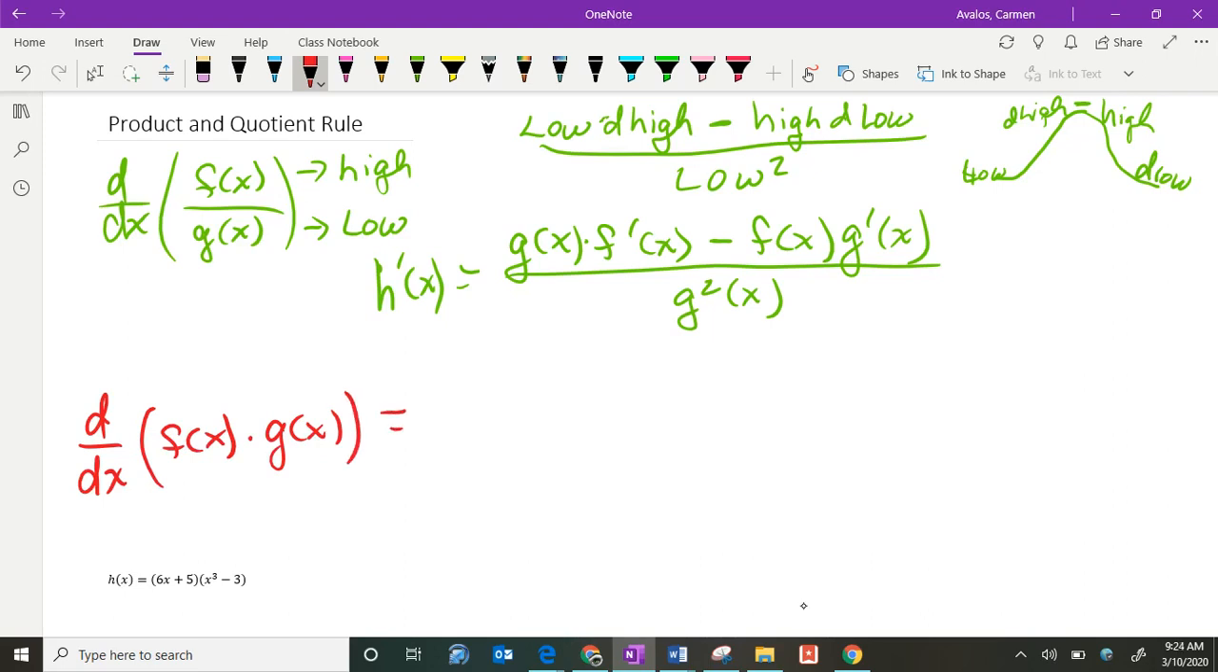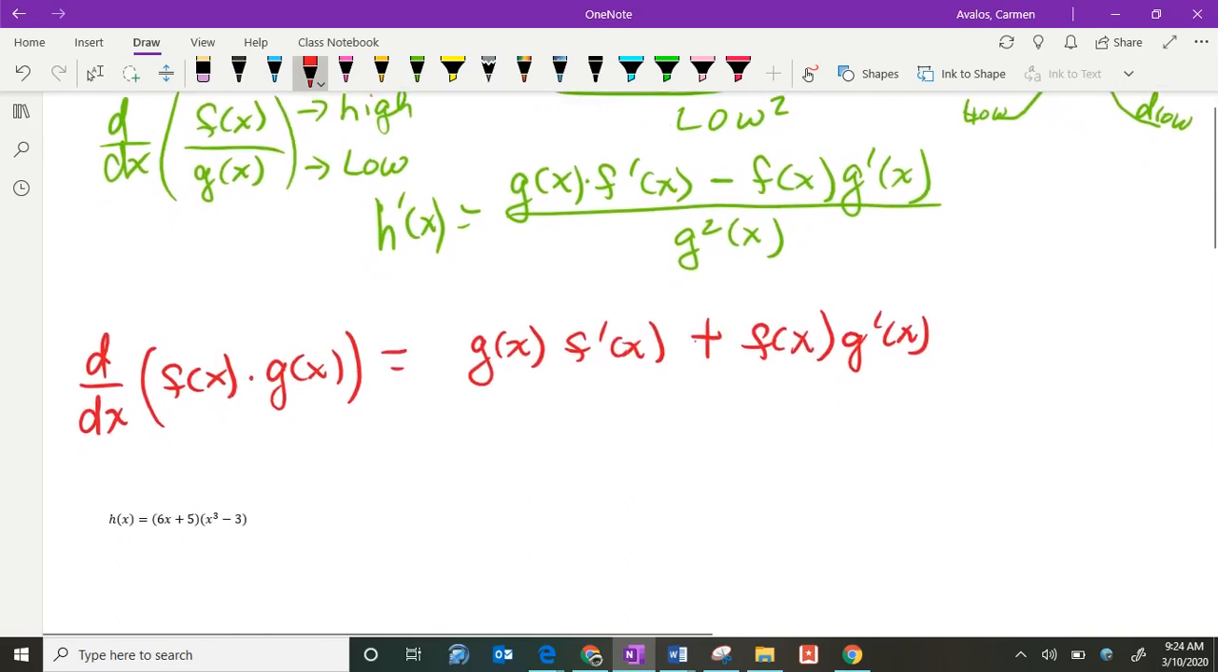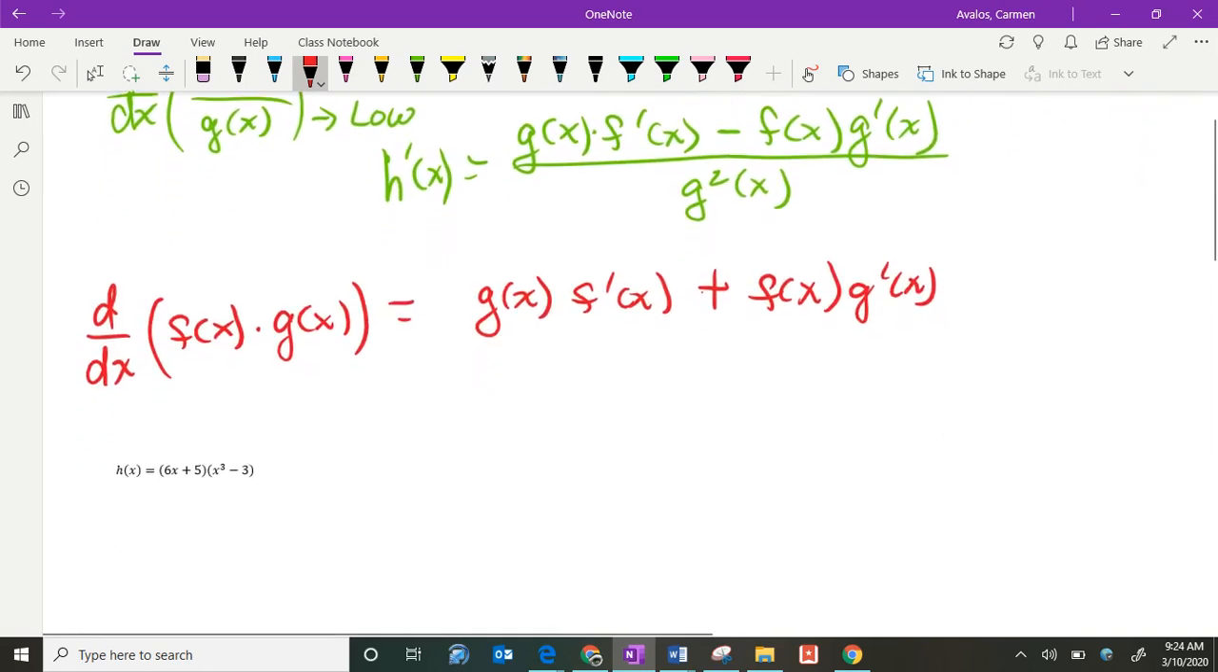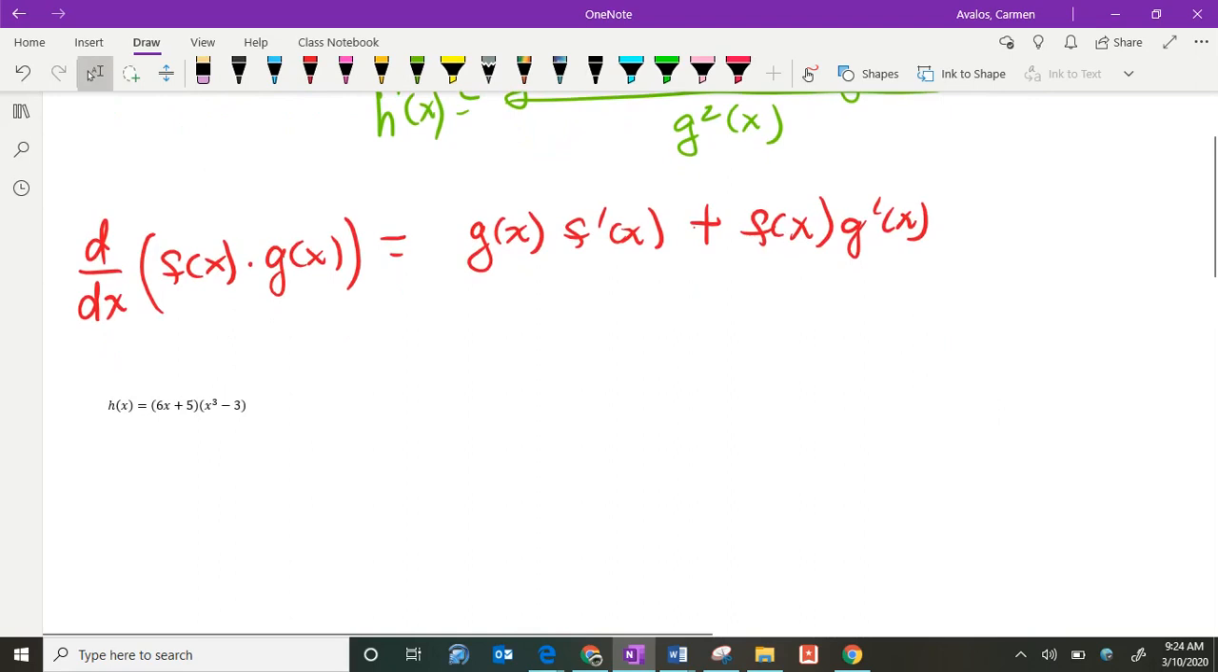It's going to be the same as up here. I'm just going to keep it pretty much the same. So it could be the regular g of x times f prime of x, and then the same thing here: f of x times g prime of x. And instead, it's just going to be a plus, with nothing in the denominator because it's not a fraction. It's not a quotient. So that's the product rule.